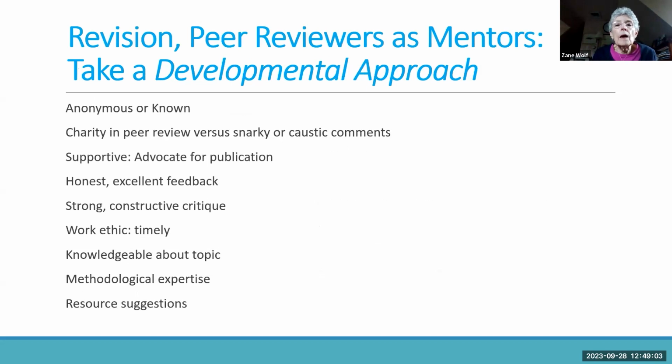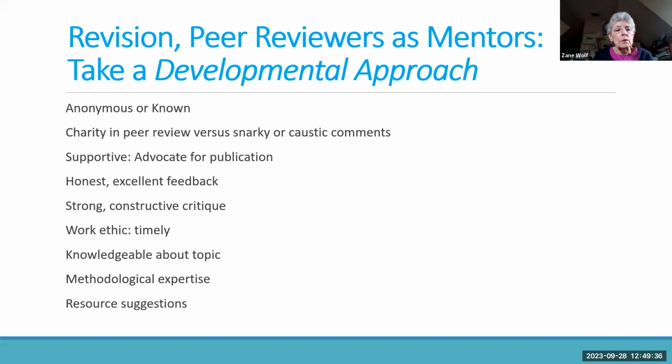And that's there. Well, when you think about peer review, it's basically to think of yourself as a mentor, I think. There's something called the developmental approach that's in the literature. And I think it's important to think about how you can really help people move along in their career by being charitable, but very prescriptive about what you think needs to be done. So the honest, excellent feedback is really good.